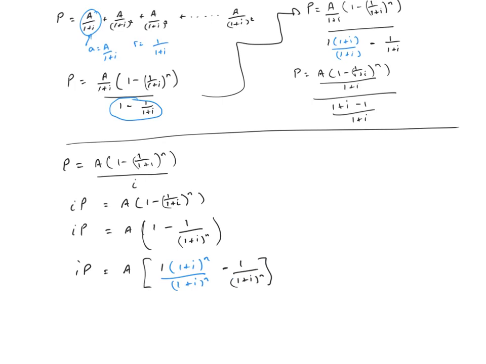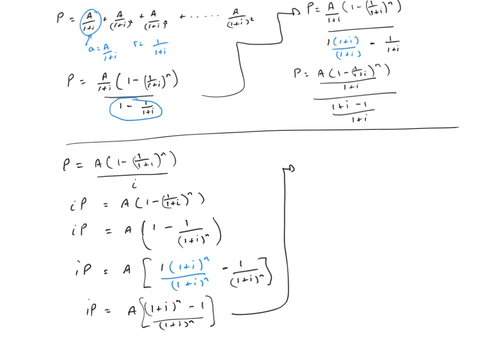Okay, and that means we can simplify the top now because it has a common denominator here. So what we now can say is that iP is equal to A, and what we now have is 1 plus i to the power of n minus 1 all over 1 plus i to the power of n. So that's our new thing.